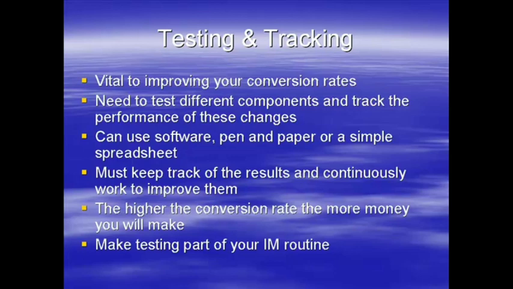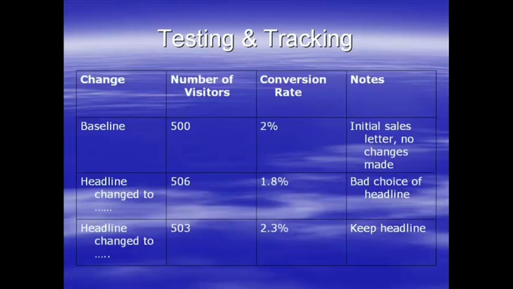If you've got software, then obviously the software will do this all automatically for you. If you haven't, then obviously it's a bit of work for you. So you can see here a simple spreadsheet. It's simply just 4 columns: the changes I made, the number of visitors, the conversion rate, and notes. Very simple. So in the first row is my baseline, the initial setup. I've created a website, it's my initial sales letter, for example. I've had 500 visitors to it. My conversion rate is 2%. So that means I've made two sales in every 100 visitors, so I've made 10 sales.